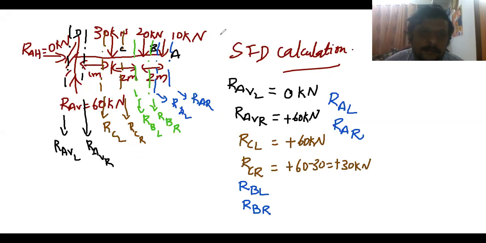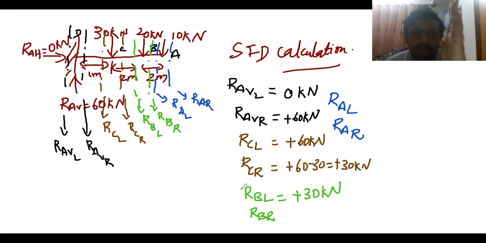Now coming for RBL and RBR. What is happening at RBL? If I place my hand at RBL, we see one force going up, which is plus 60, and one force coming down, which is minus 30, same as the previous one. Plus 60 minus 30 is plus 30 kilonewton.